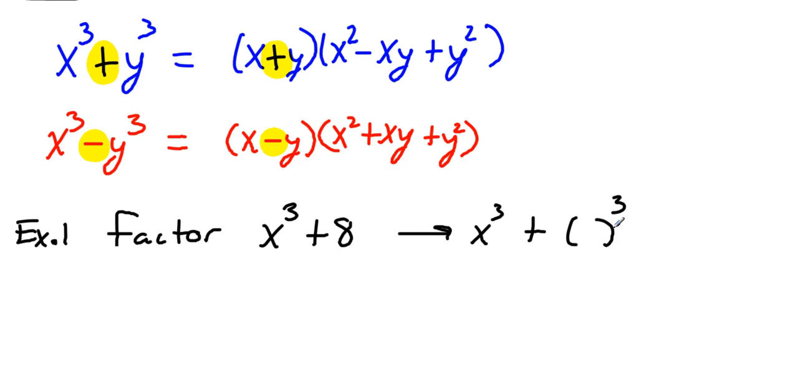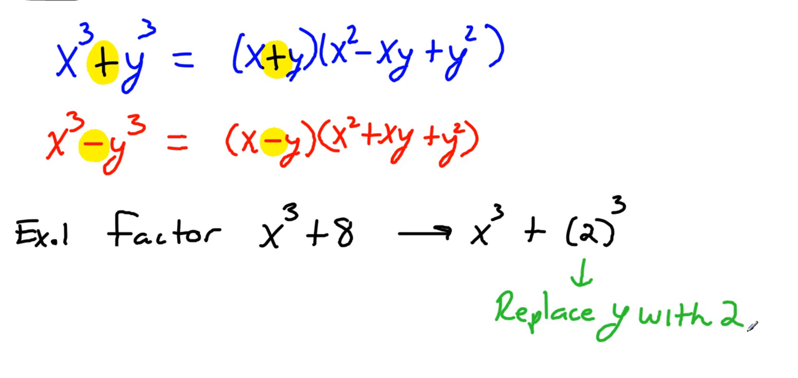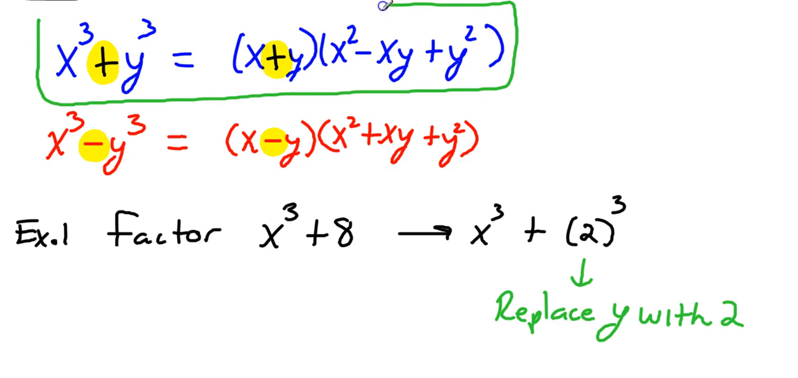2, right? You do 2 times 2, that's 4. Do 4 times 2, that's 8. And there's your 2 cubed. So all we're going to do for this part is, everywhere in this part of the formula that you had y, you're going to take out the y and replace it with 2.